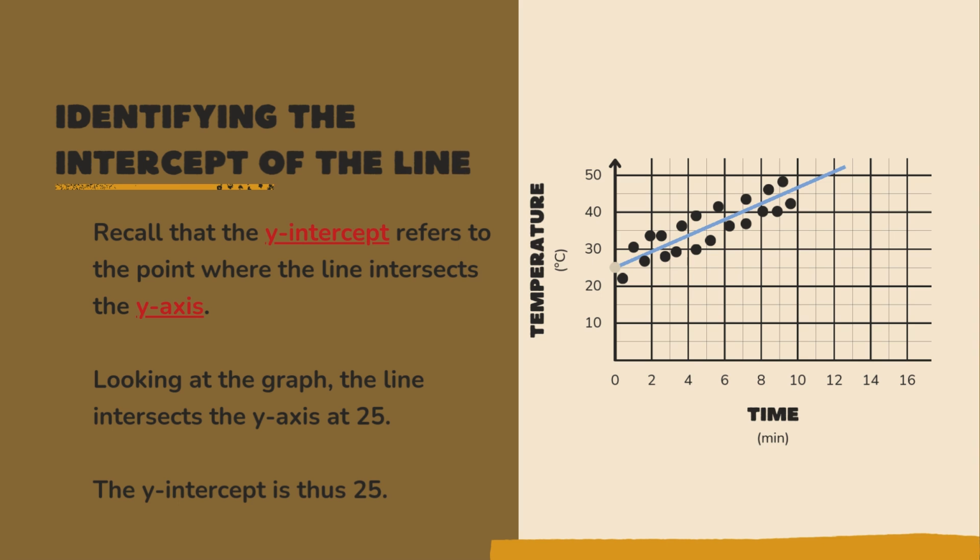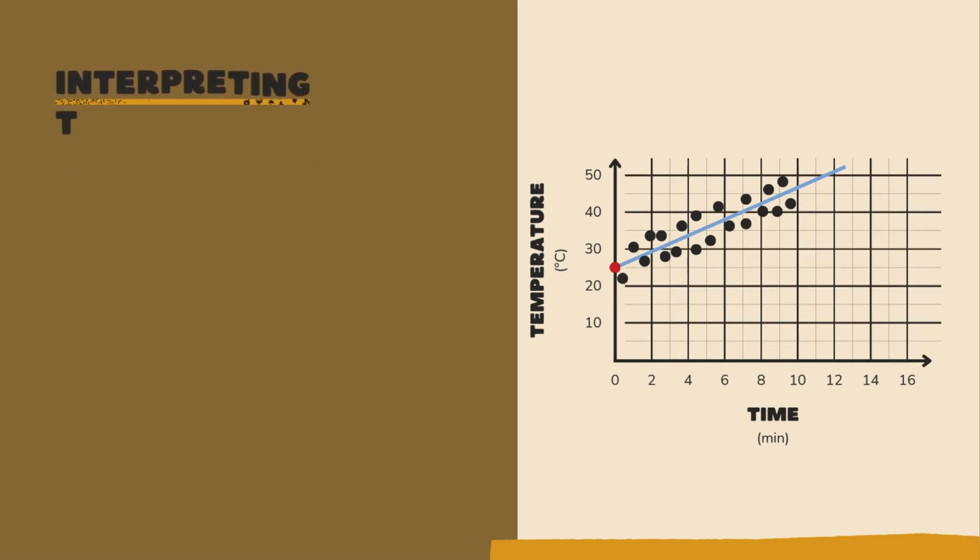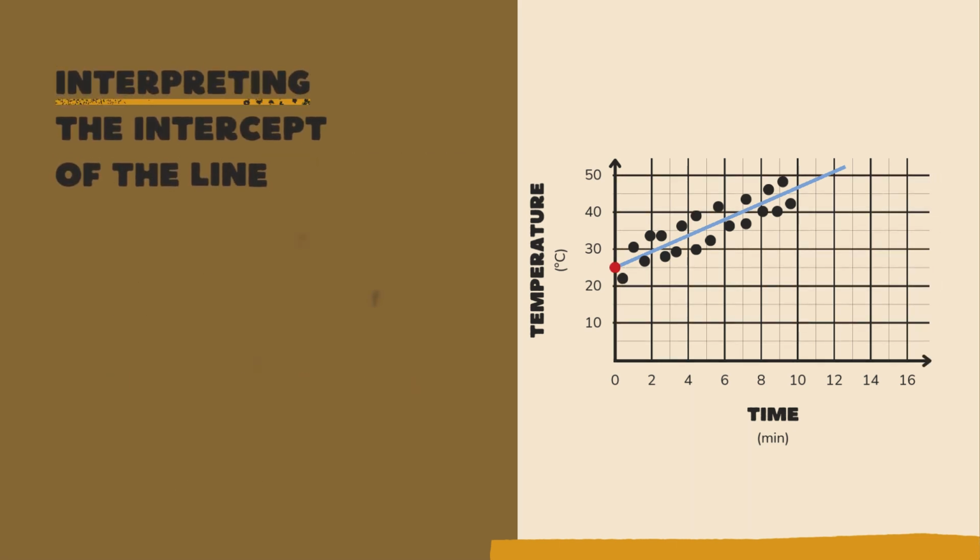So, identifying the intercept of the line: recall that the y-intercept refers to the point where the line intersects the y-axis. If you see the graph, the line intersects the y-axis at 25. So the y-intercept is 25. Interpreting the intercept of the line.